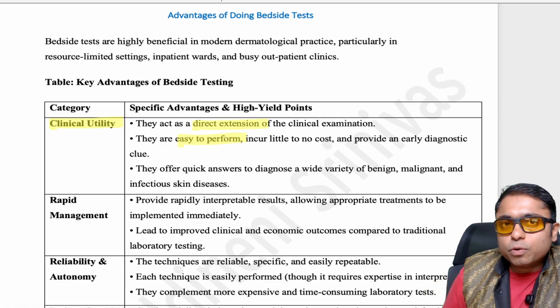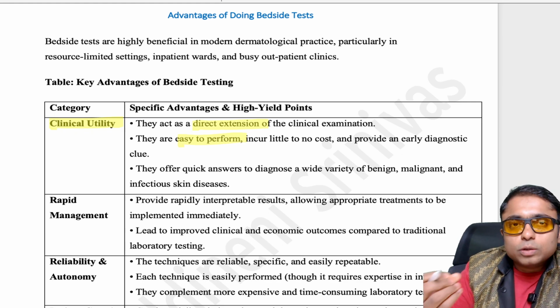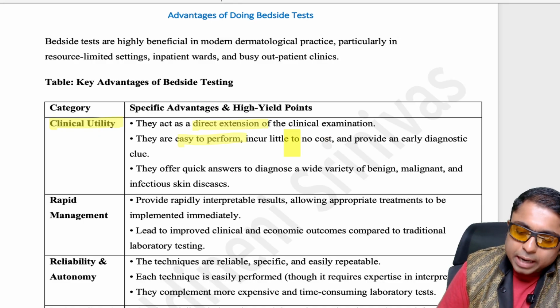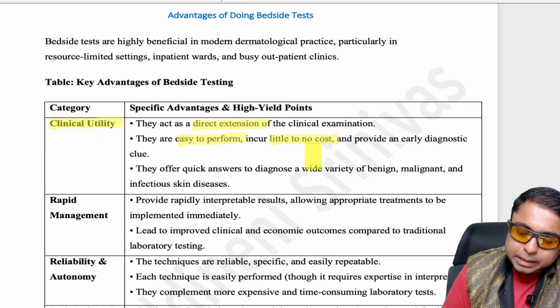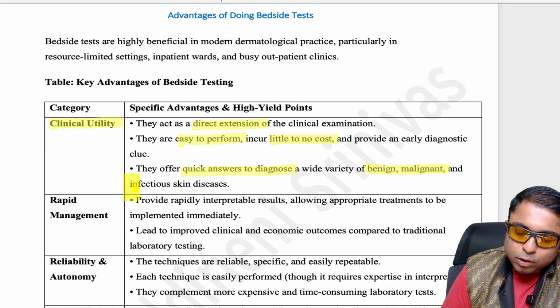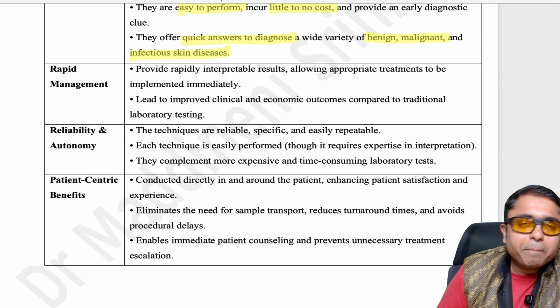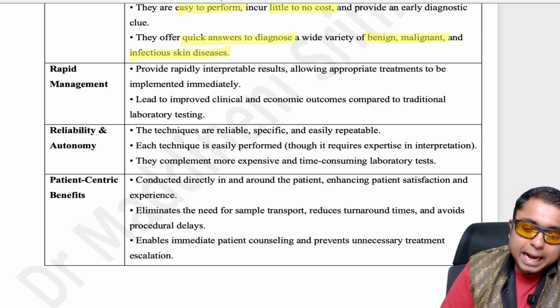Most of them are very easy to perform. There are some signs which you could do. For example, in pityriasis versicolor, you can do the scratch test, right? And they are not going to cost anything for the patient, and they will help in the diagnosis early on. They offer quick answers to diagnose a wide variety of benign, malignant and also infectious skin diseases. So they will help in rapid management because you can at least have a provisional diagnosis at hand.